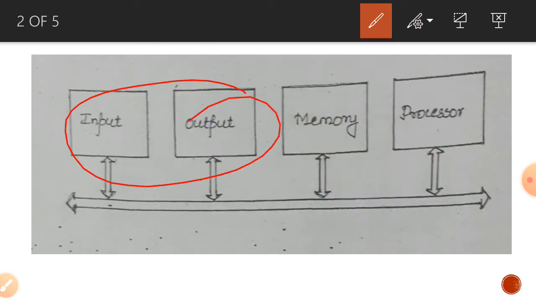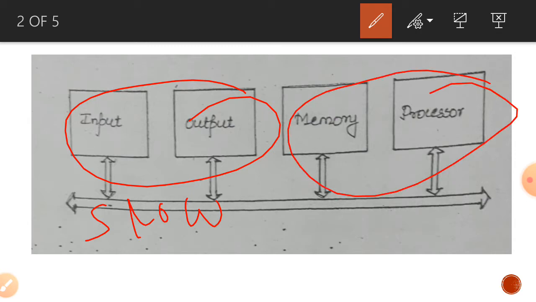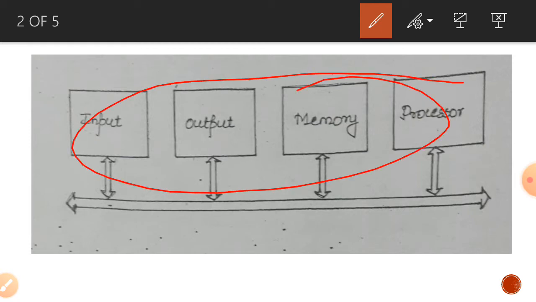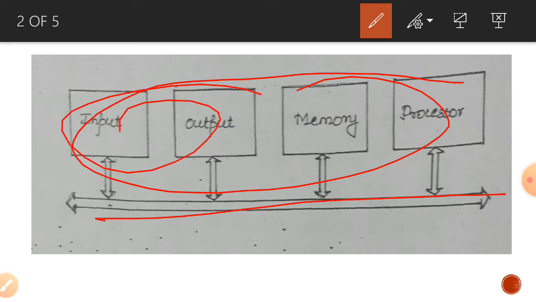The input and output units are slow, and the memory and the processor work at electronic speed, which means they are high speed devices. Memory and the processor operate at electronic speed. So to coordinate the activities of all these devices on the same bus in a faster manner, an efficient mechanism should be used.